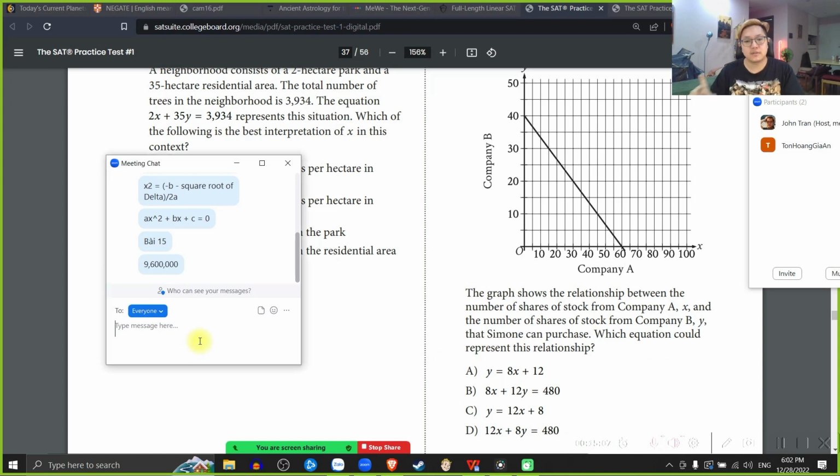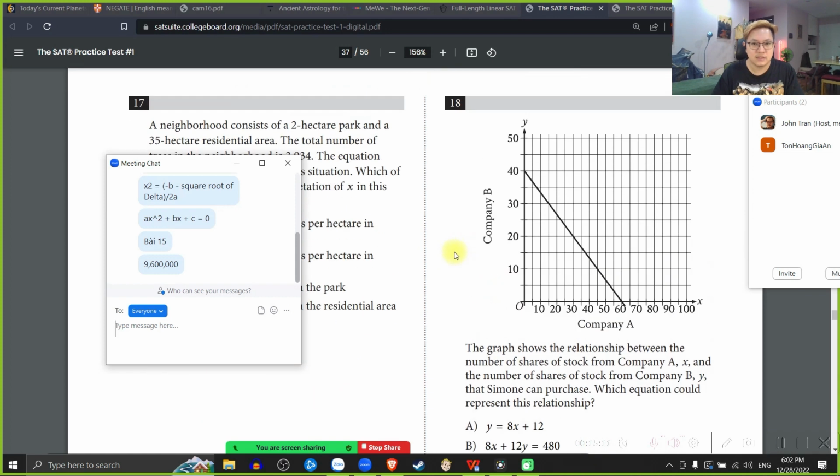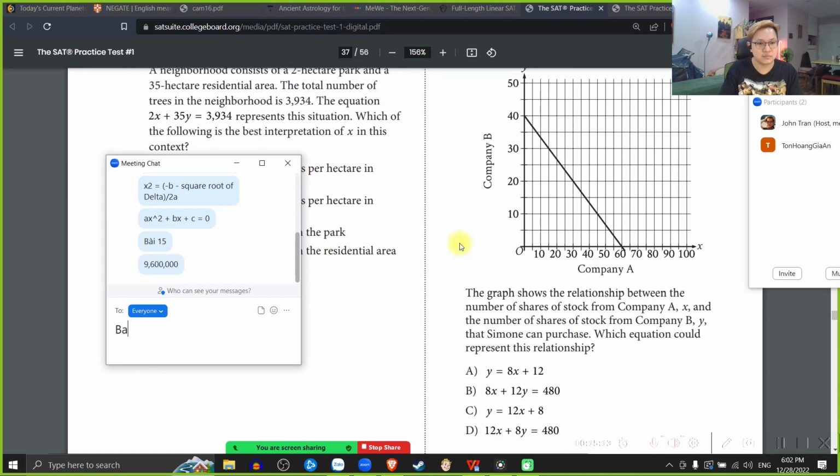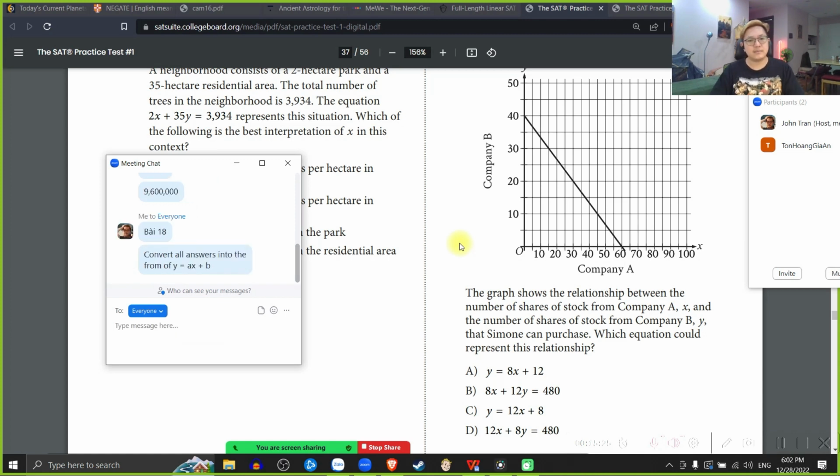Okay, so first of all, what I think you should do is to convert. Convert all answers into the form of y equal to ax plus b.